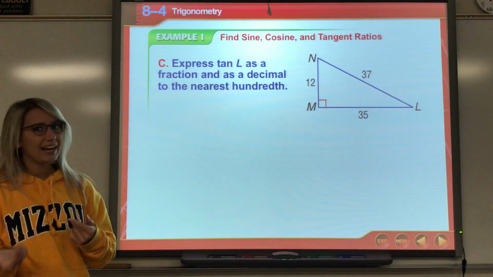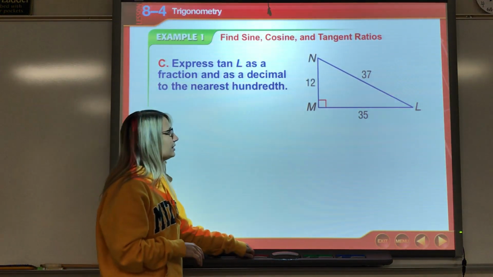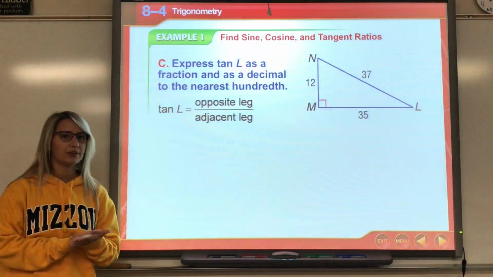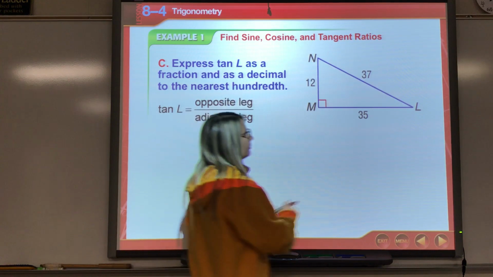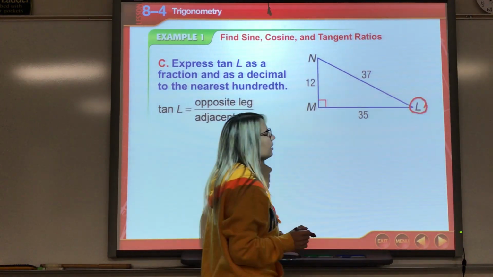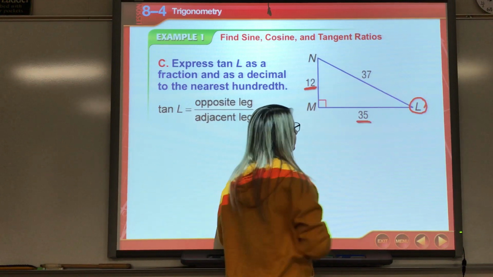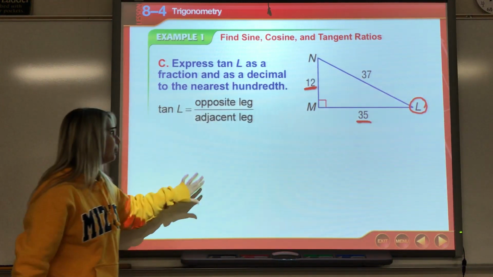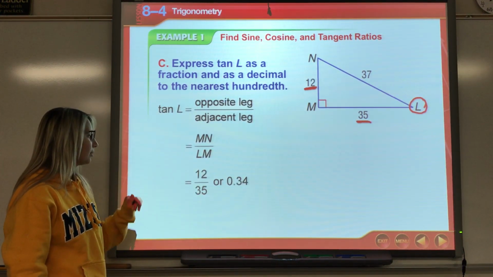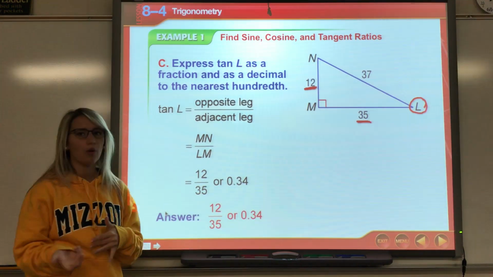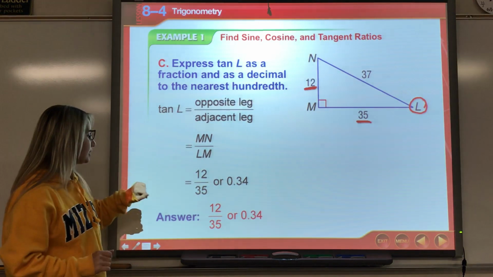Now we're finding the tangent of L. So the tangent is the opposite leg over the adjacent leg. So here we have L, opposite here is 12, and our adjacent here is 35. So go ahead, plug those in for those segments. So we get 12 over 35, or 0.34 for the tangent.